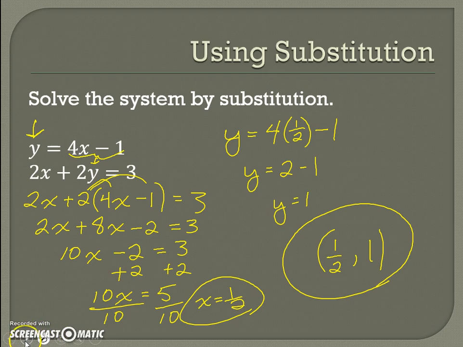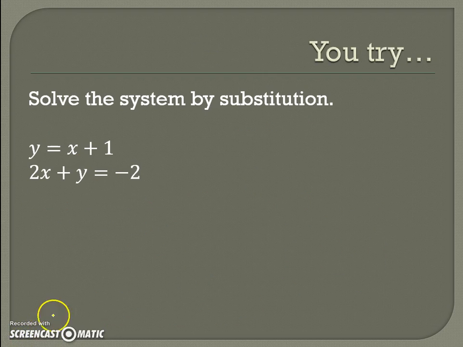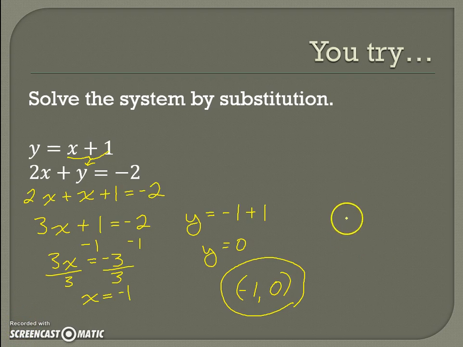So here's one for you to try. Go ahead and pause and give that a go. The answer will be up in 3, 2, 1. All right, so here's what I got, with x being -1 and y being 0. That's my ordered pair. Hopefully you got the same thing.